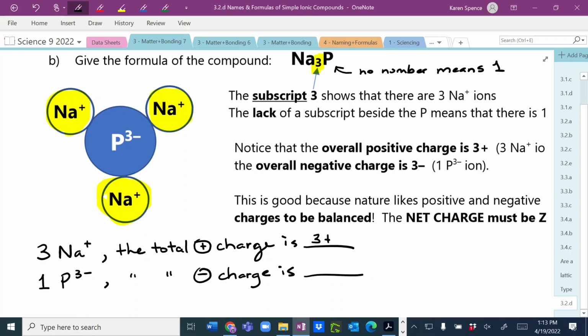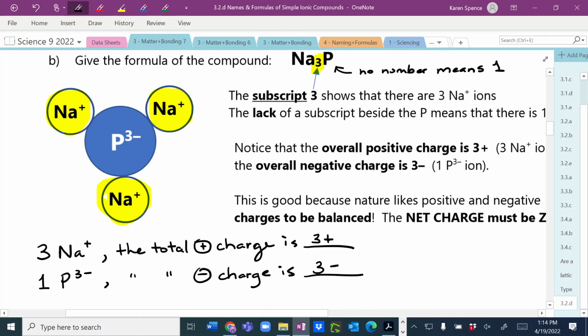Tell your partner, what's our total negative charge? We have 1 P3 minus. So what is our total negative charge? This is not rocket science. It is easier than you think. We have 1 3 minus, so the charge is 3 minus.